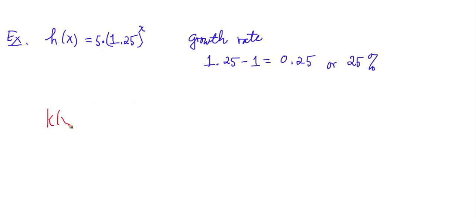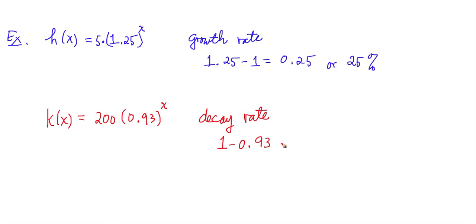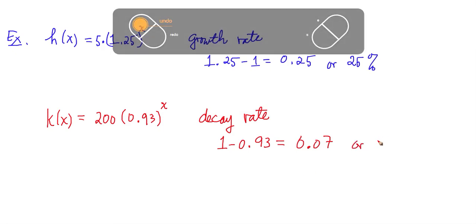Another version of this, let's look at a decay. What if I have 200 times 0.93 to the x? Well, in this case, this is a decay function because the base here that's being repeatedly multiplied is less than 1. So the decay rate here would be 1 minus 0.93, or we can work out the math. That's 0.07. And again, this is often described as a percentage, 7%.